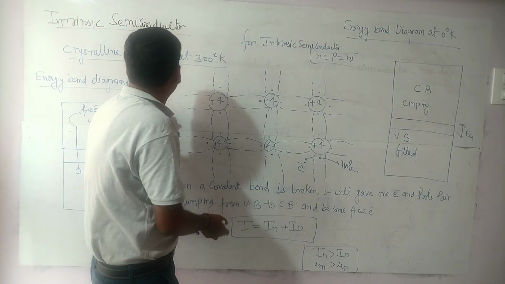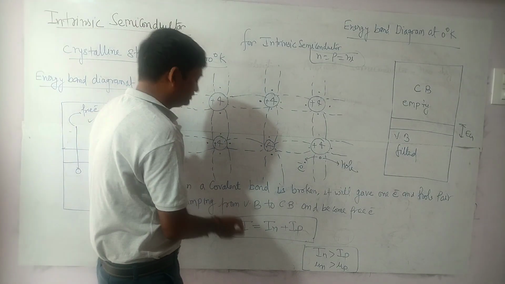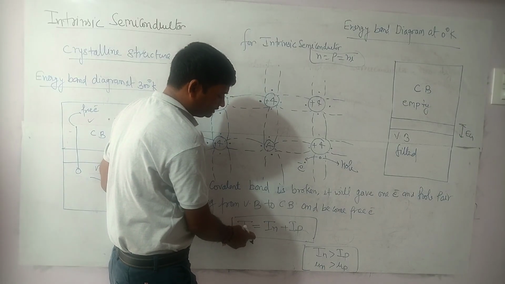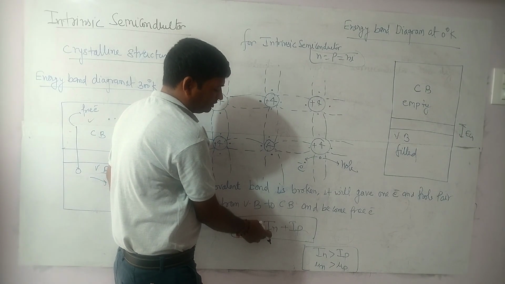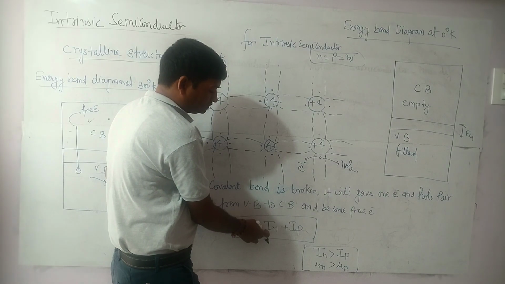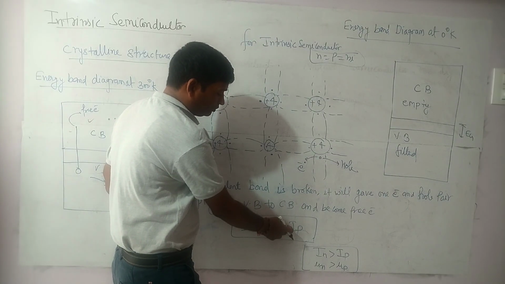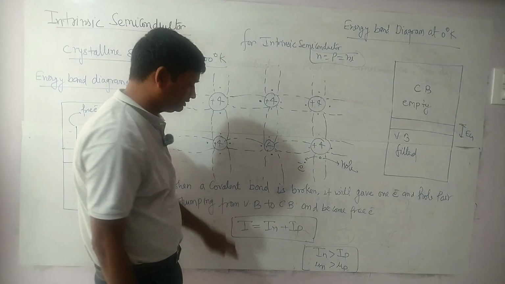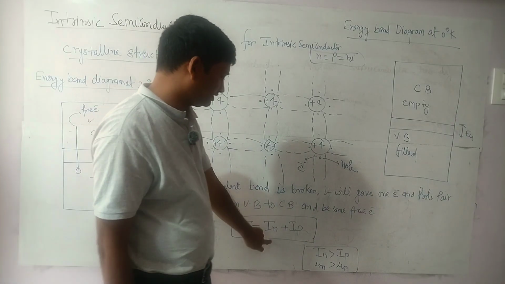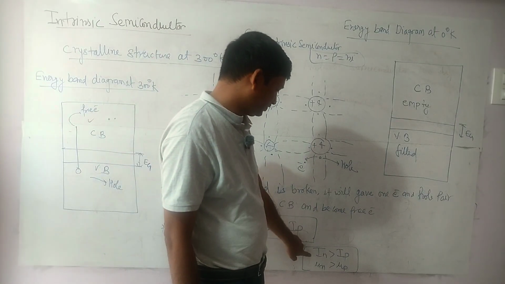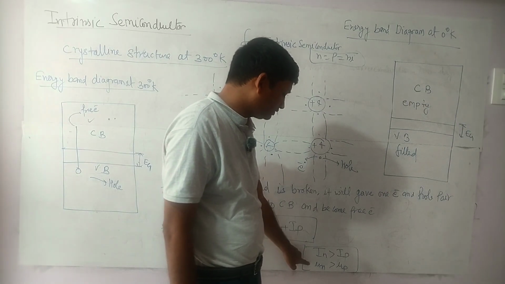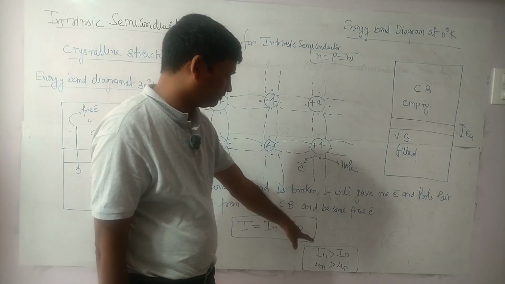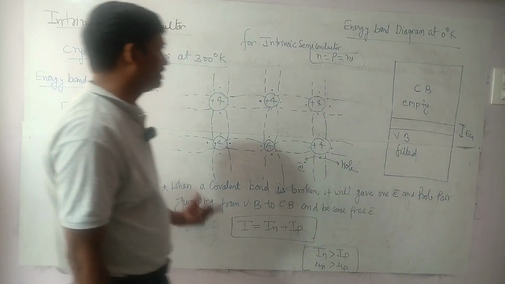For the current in an intrinsic semiconductor, the total current I is equal to In plus Ip. In is the electron current and Ip is the hole current. In this case, the electron is faster than the hole. So we can say that the electron current is more than the hole current because the electron mobility is high compared to the hole mobility.